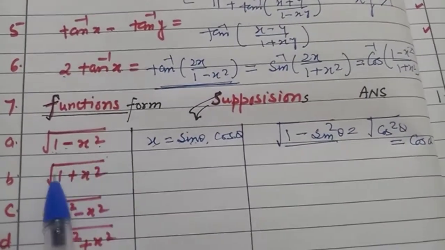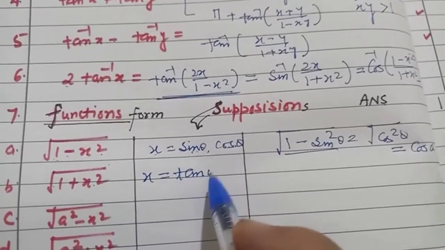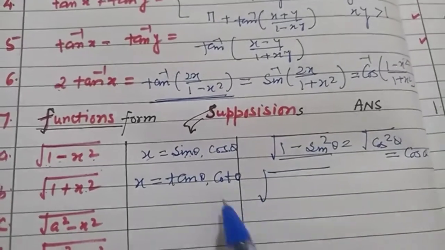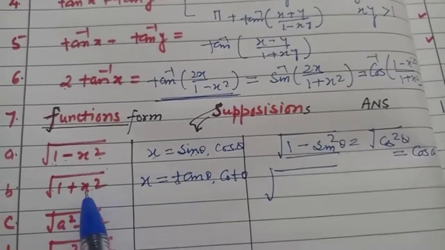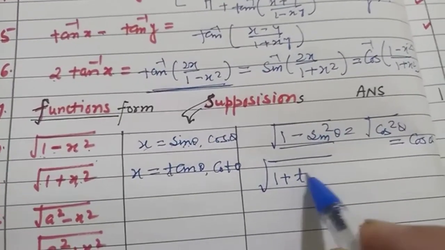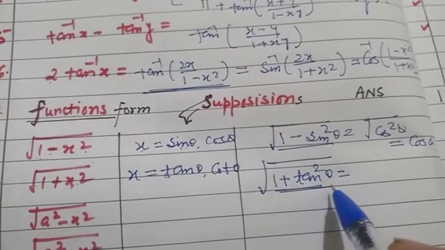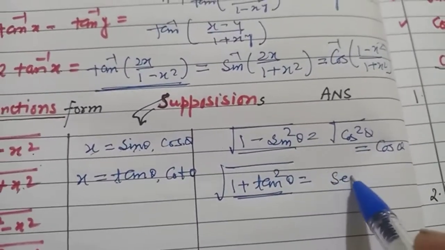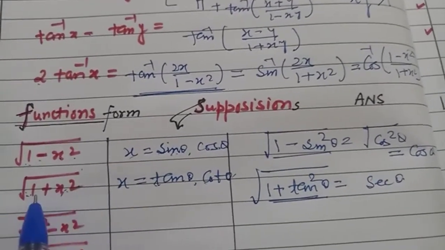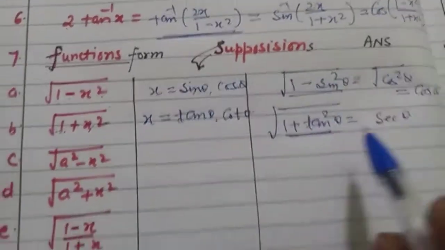If it is under root 1 plus x square, x can be taken either as tan theta or cot theta. If I place x equals to tan theta, there is a trigonometric identity in 10th: 1 plus tan square theta is sec square theta. So this can be written as simply sec theta. If I put cot theta, 1 plus cot square is what? Cosec square theta. So the answer will be cosec theta.